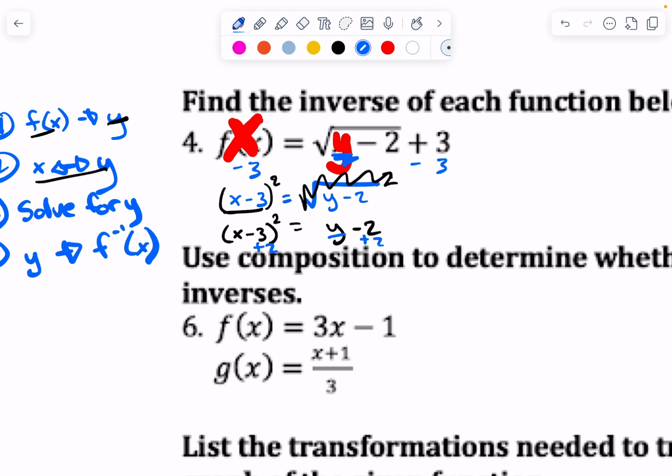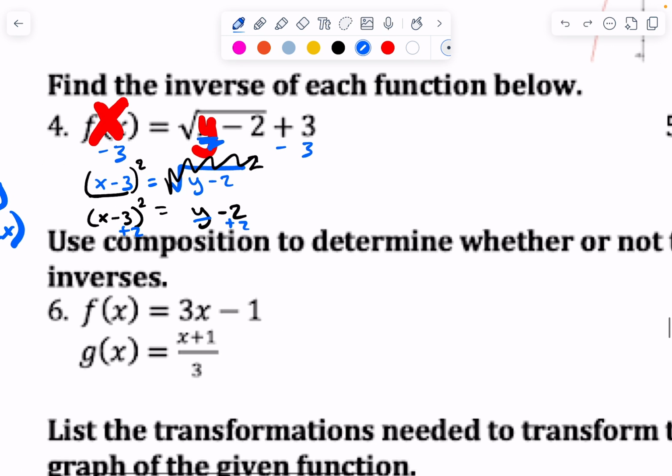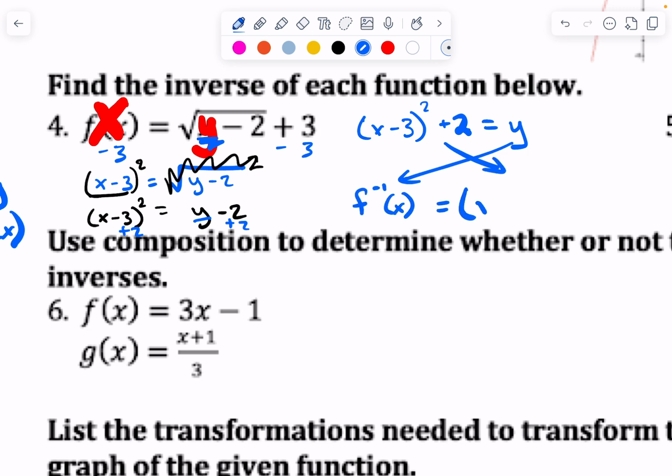Now, I cannot add this 2 to this 3 because that one's inside of the square. So I'm just going to write it as x minus 3 squared plus 2. That's a 2. Equals y. And then my last step is rewriting, and I'm going to switch these 2 guys' places. I'm going to call that f inverse of x equals x minus 3 squared plus 2.